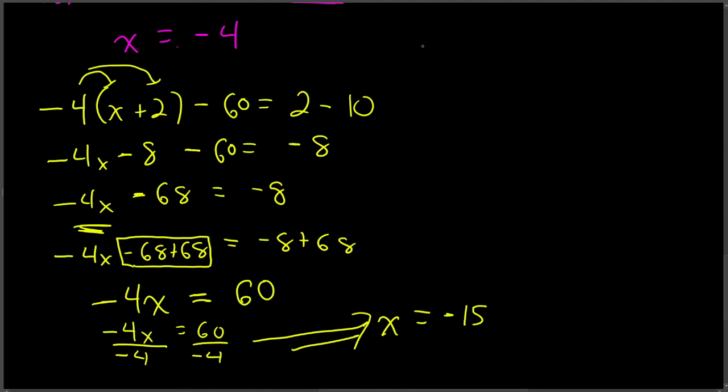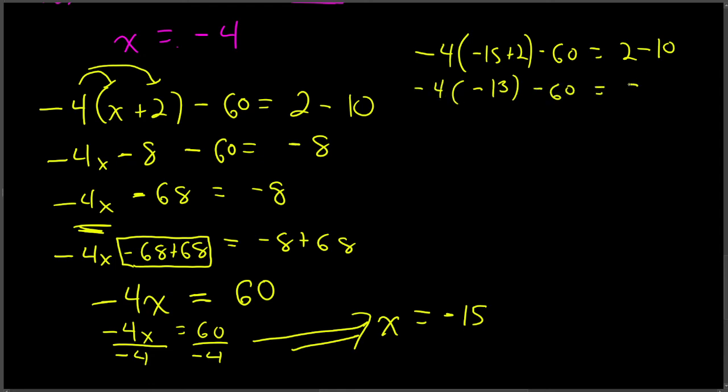All right, let's check it. Negative 4 times negative 15 plus 2 minus 60 is equal to 2 minus 10. So coming over here, I'll do what's in the parentheses first. Negative 13 times negative 4 minus 60 is equal to negative 8. 4 times 13, let's see, 2, carry my 1, 52. Negative 50, and a negative times a negative is positive, right? Negative times negative is positive. Minus 60 equals negative 8.